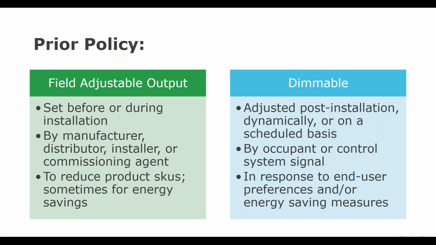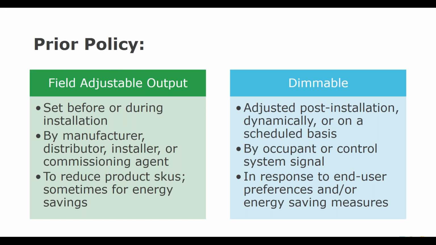Whereas dimmable was something that was defined as being done post-installation, dynamically. It could be from a control system signal, could be by an occupant through a switch, could be by an occupant through an occupant-facing app, really done in response to end-user preferences and energy savings. And so this quickly became problematic, in part because DLC was proposing different testing and listing approaches between these two.